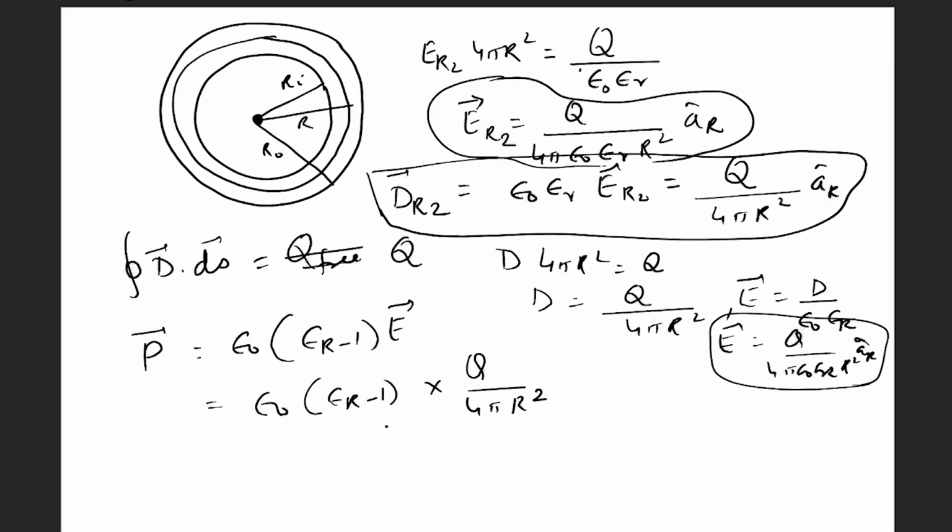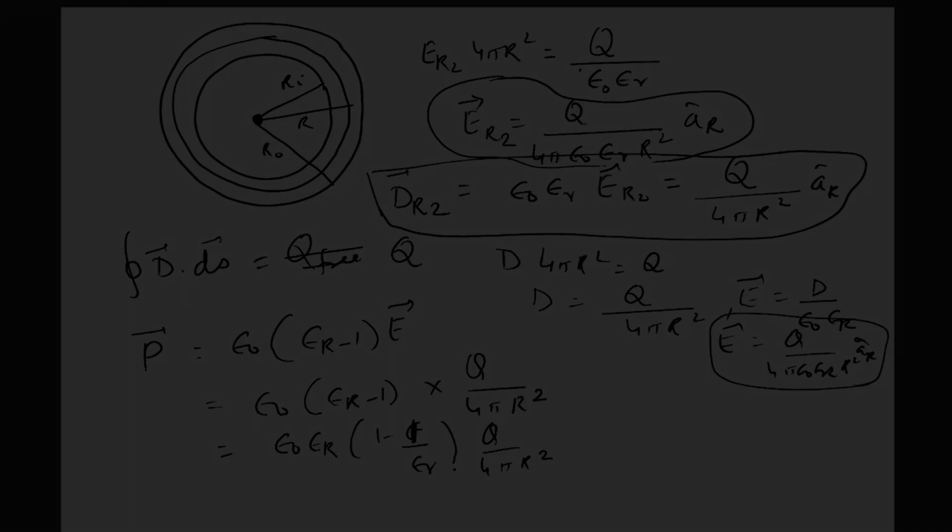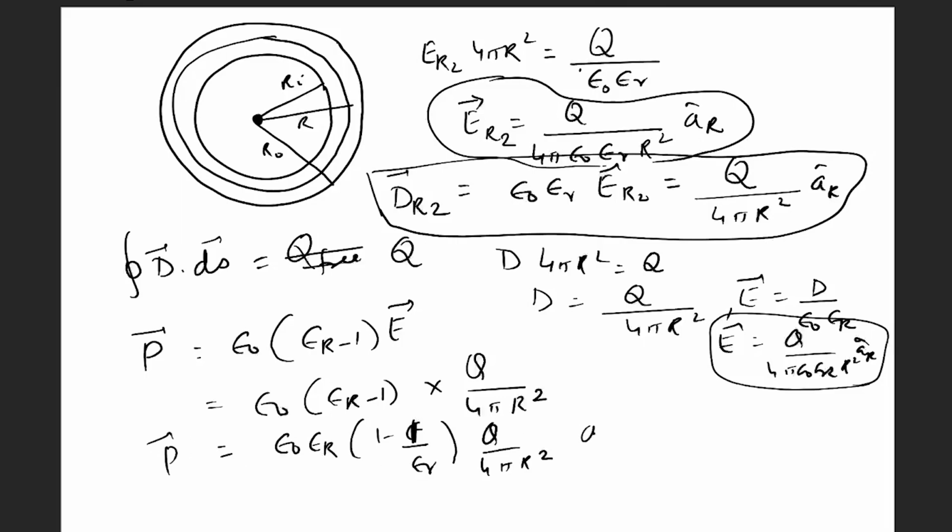epsilon r squared. So if I take epsilon r common, I will have (1 minus 1 by epsilon r) q by 4 pi r square. So this is the polarization vector, and its direction will be radial only. And I can write this epsilon naught epsilon r simply as epsilon. So this comes out to epsilon (1 minus 1 by epsilon r) q by 4 pi r square a_r.